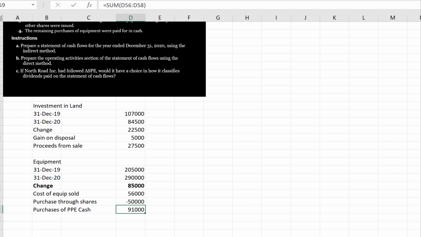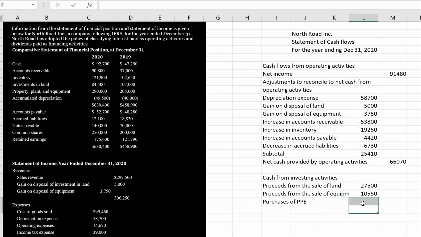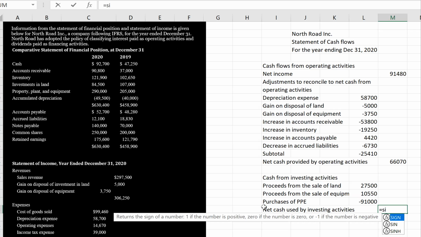So let's bring this amount up here. Now, this is a cash outflow, of course, when we buy assets, we're paying money for it. So then we've got all of our net cash from investing activities, and this is going to be a net cash outflow. I can simply sum it here and see it's a negative. So I'm going to say net cash used by investing activities. I'm going to just sum these.